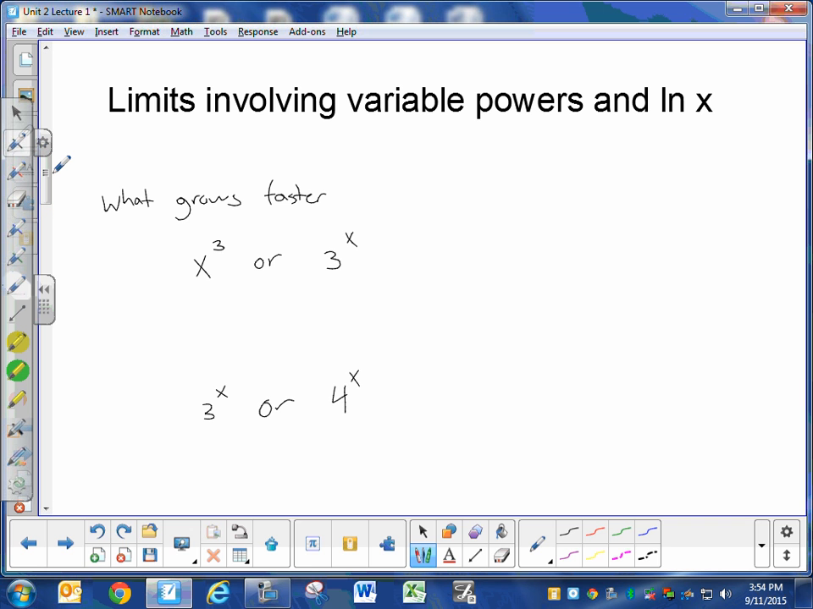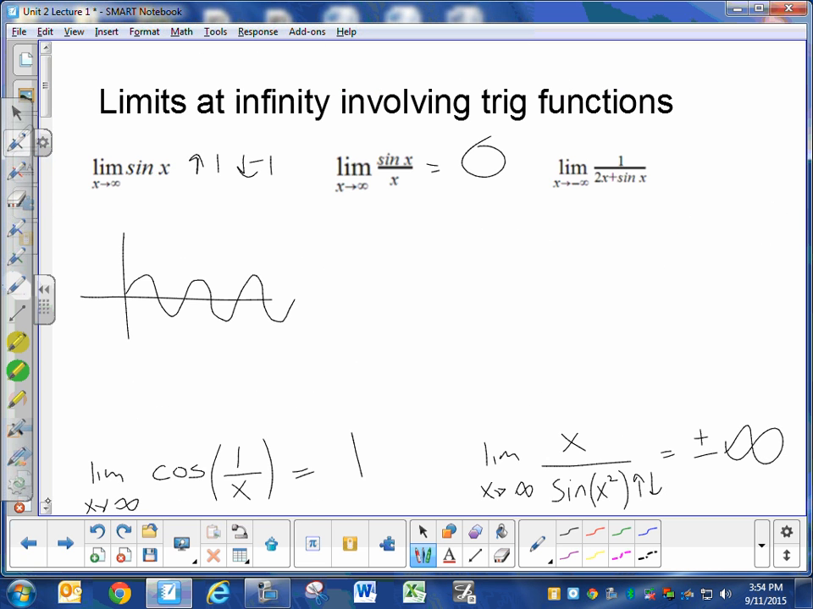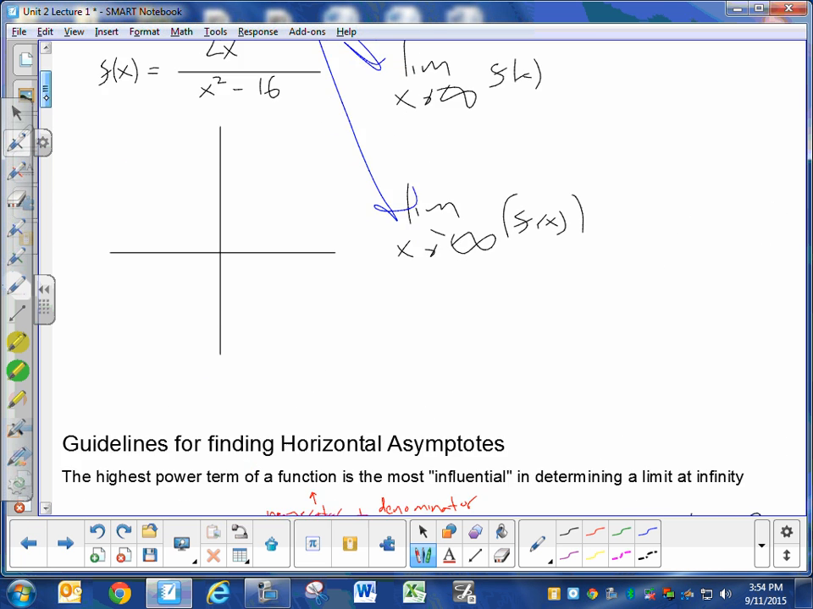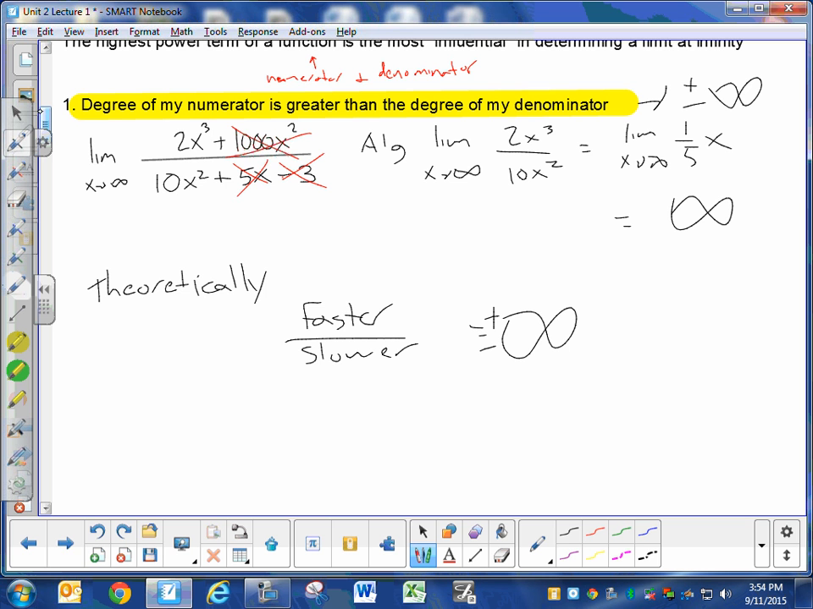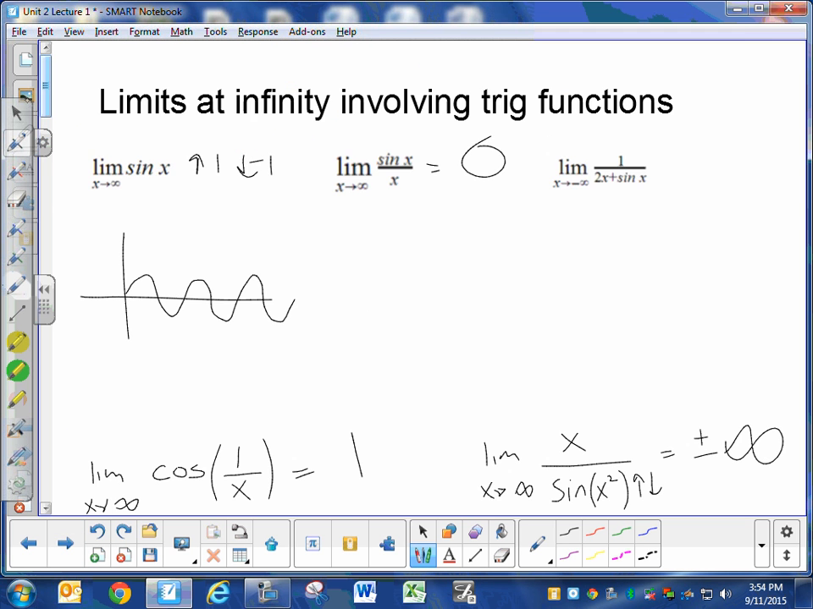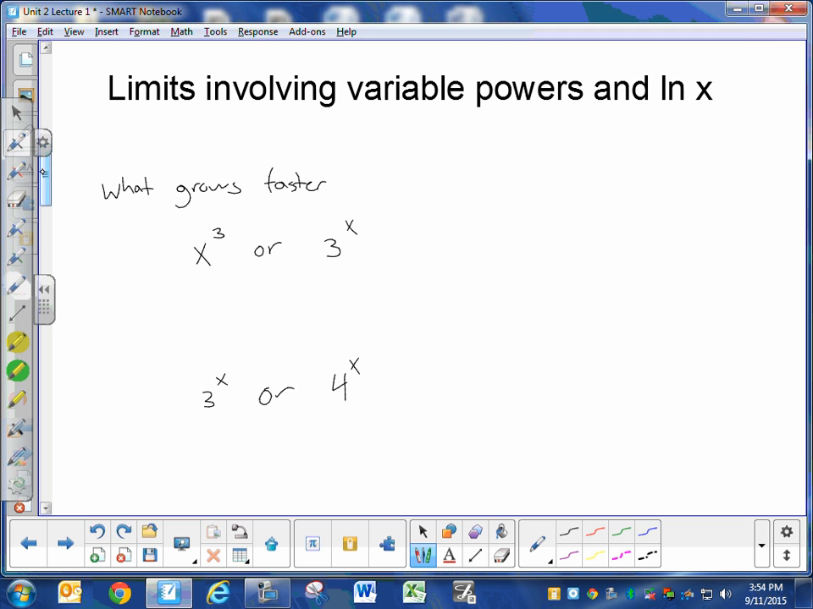Okay, now let's go to more of the theoretical side. We've been dealing with powers, x to a power, like x cubed, 2x squared, 10x squared, everything where it's just a variable to a power. Well, we might have to deal with horizontal asymptotes with variable powers, so like a number to the x, or we might have to deal with log x or e to the x, which is just a number to a power. And the question is, what's going to grow faster, x cubed or 3 to the x?